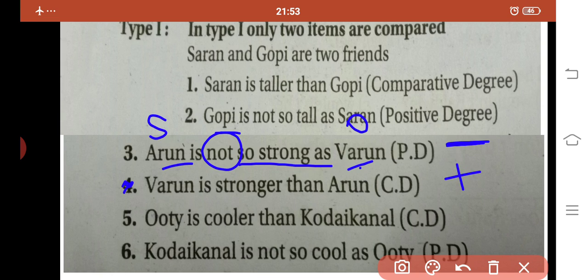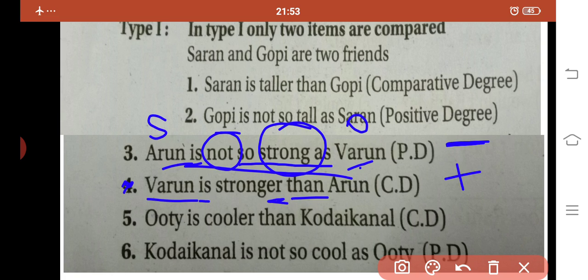Then here we start with Varun. We bring Varun to the beginning of the sentence, Varun. Then we put the verb here. Then strong becomes stronger. We need to add er with this word in comparative form, stronger. Then we bring the subject to the end of the sentence, Arun. So Varun is stronger than Arun. Like this we have to transform this sentence.